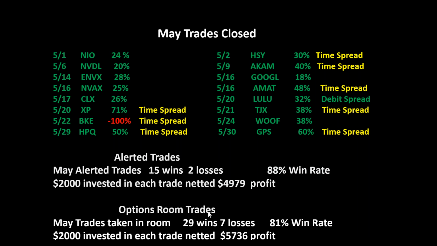And in the alerted trades in the room, we had 29 wins, 7 losses, 81% win rate, netted 5,700. So pretty close to the alerts in the room. As far as the profits are concerned, we took more trades in the room. But you can see we had a 100% loss in time spread here. But the time spreads actually produce generally pretty good profits. 71% here, 50% here, 60% here. They're a little bit higher than what you get with straight puts and straight calls when they work. All right, that was May.